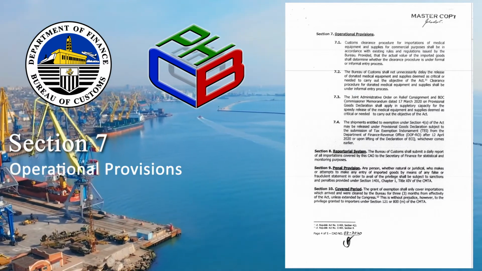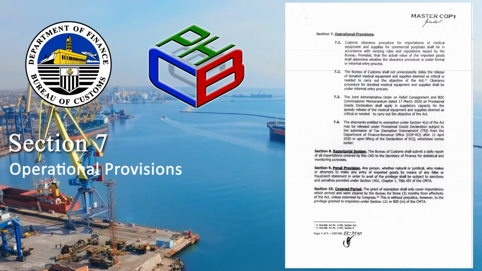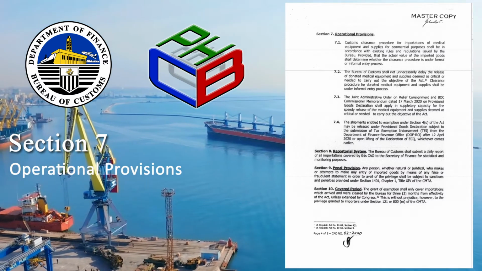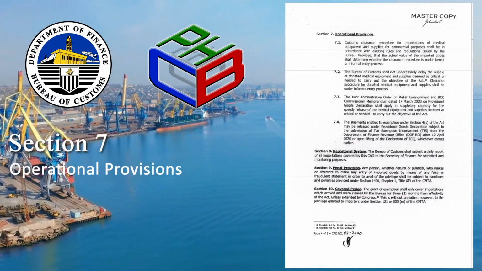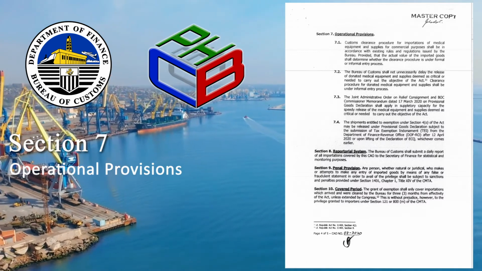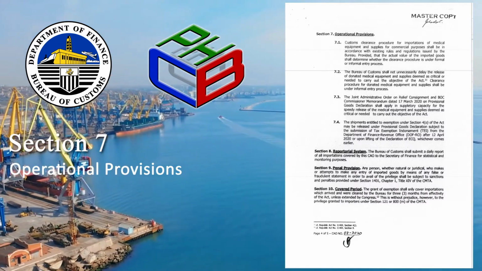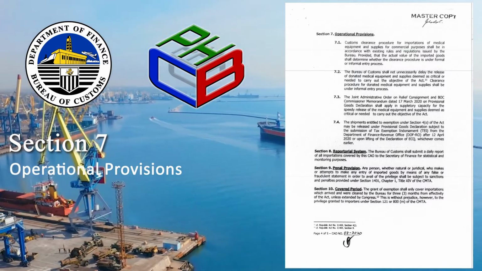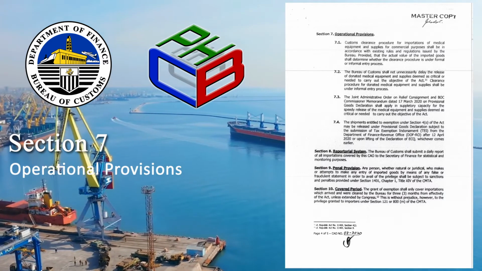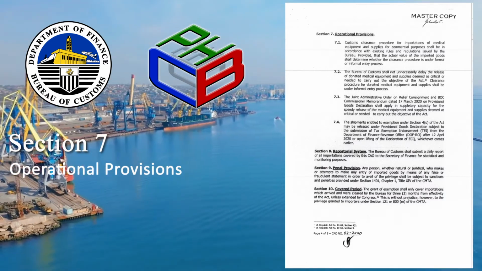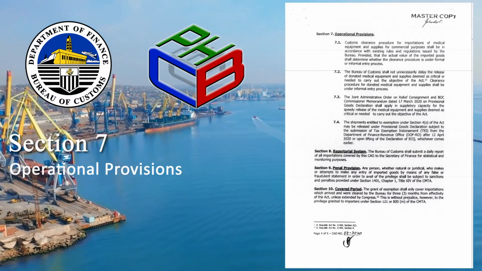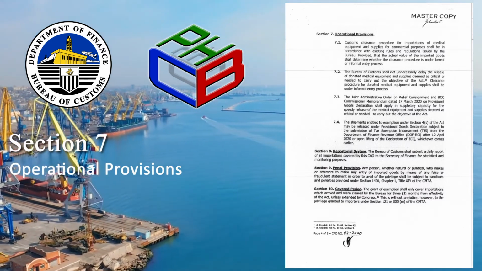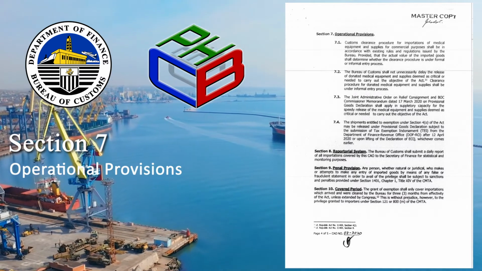7.3 The Joint Administrative Order on Relief Consignment and BOC Commissioner Memorandum dated March 17, 2020 on Provisional Goods Declaration apply in suppletory capacity for the speedy release of the medical equipment and supplies deemed as critical or needed to carry out the objective of the Act. 7.4 The shipments entitled to exemption under Section 4(o) of the Act may be released under Provisional Goods Declaration subject to the submission of Tax Exemption Endorsement (TEI) from the Department of Finance Revenue Office, DOFRO, after April 12, 2020 or upon lifting of the declaration of ECQ, whichever comes earlier.